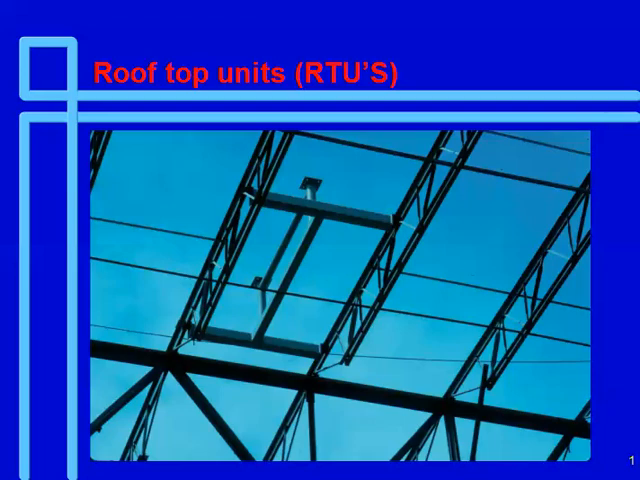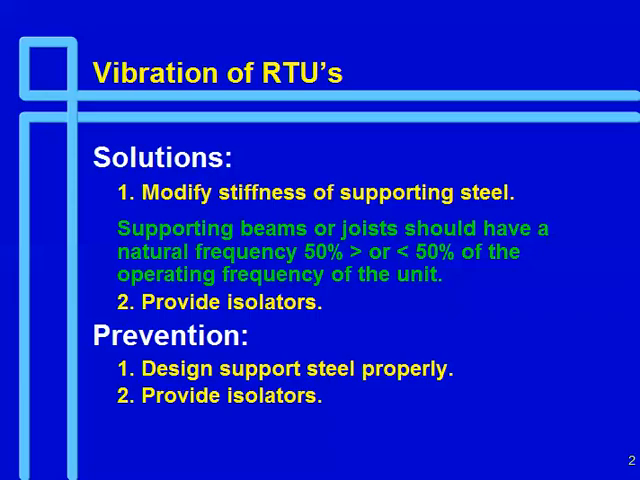One of the things associated with rooftop units certainly is vibration. Comes up from time to time where some unit vibrates too much. And the solutions certainly are, one is to modify the stiffness of the supporting steel. The old rule of thumb is that supporting beams or joists should have a natural frequency that's either 50% greater or 50% less than the operating frequency of the unit. And if you do that, then the steel's not going to vibrate.